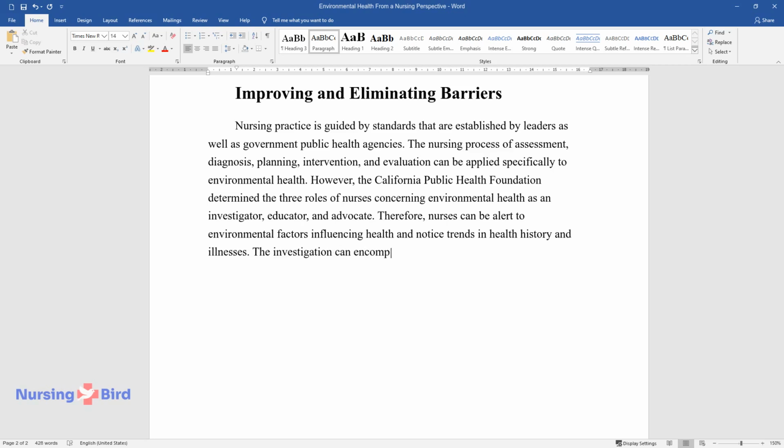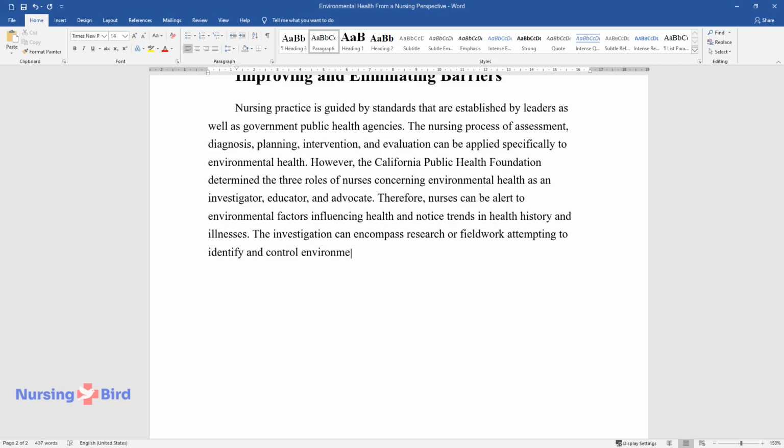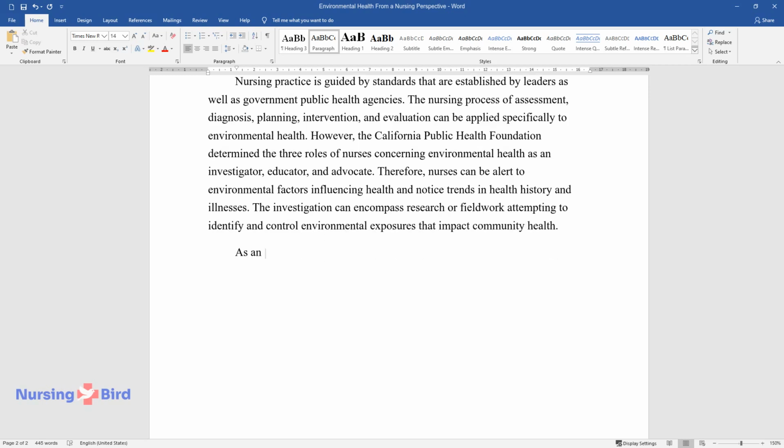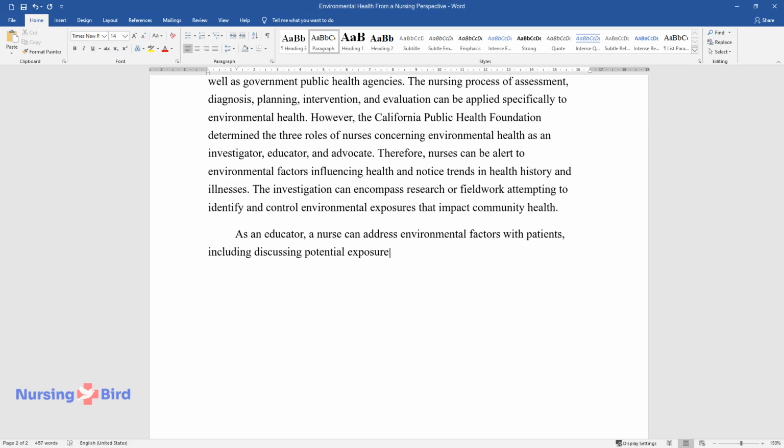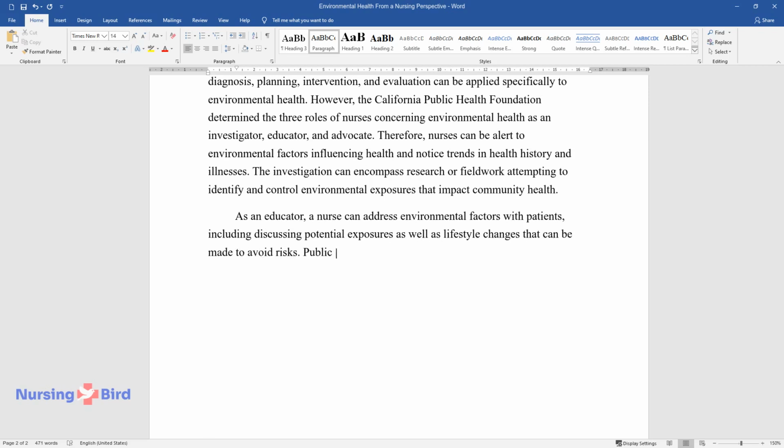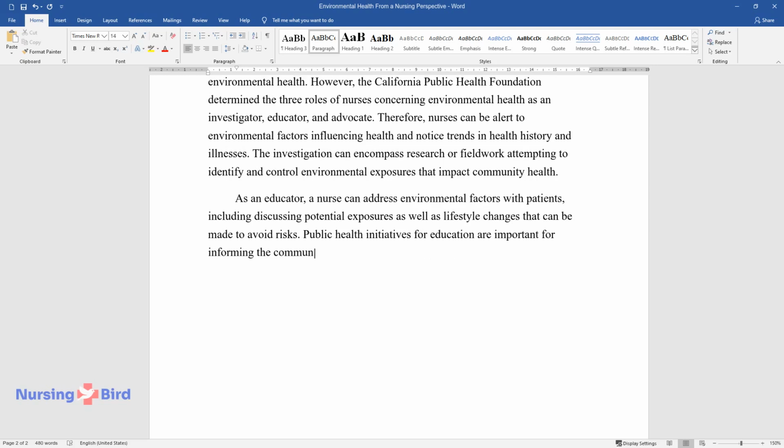The investigation can encompass research or fieldwork attempting to identify and control environmental exposures that impact community health. As an educator, a nurse can address environmental factors with patients, including discussing potential exposures as well as lifestyle changes that can be made to avoid risks. Public health initiatives for education are important for informing the community about environmentally safe practices.